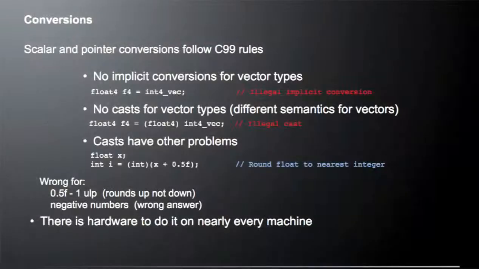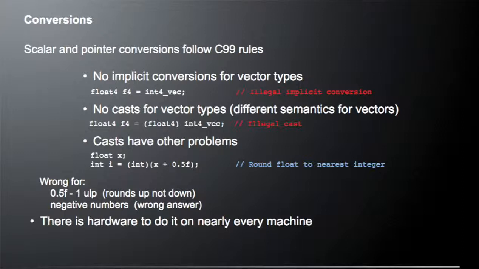So let's talk about some of the conversion routines. Scalar and pointer conversions follow C99 rules. There are no implicit conversions for vector types though. So let's say we have an int4 vector that we want to implicitly cast to a float4 vector. That is illegal and not allowed because that is an implicit conversion.